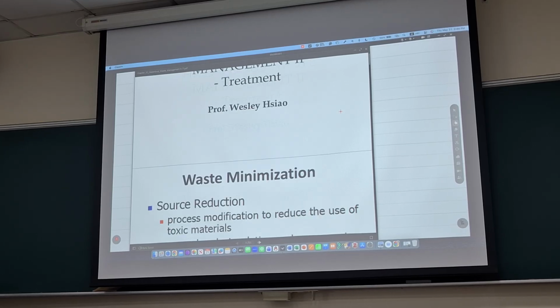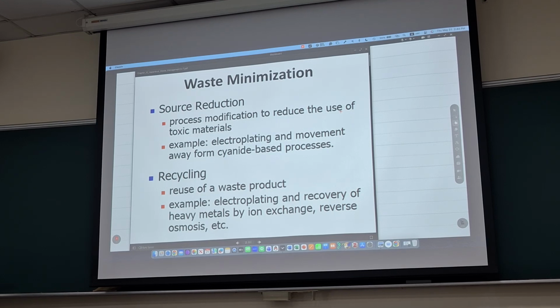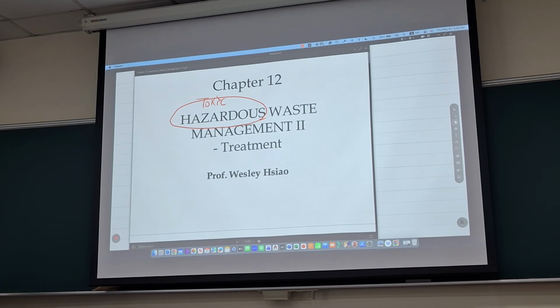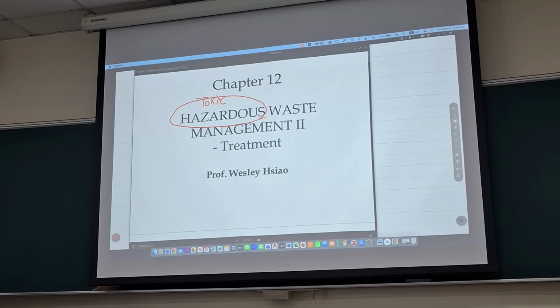How does it work? Okay, first off, the difference from the waste that we talked about in chapter 10: in this chapter, we are talking about waste which is toxic. So you cannot just dump it.